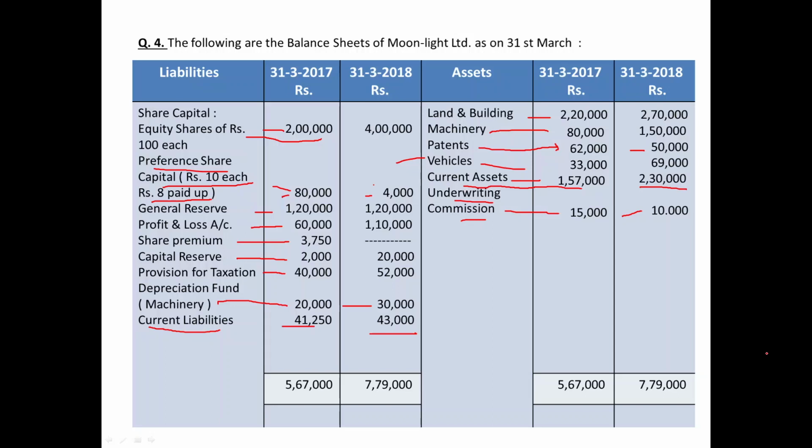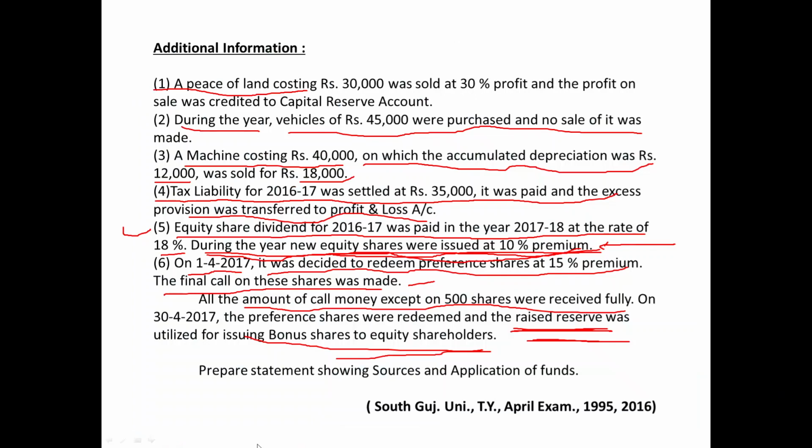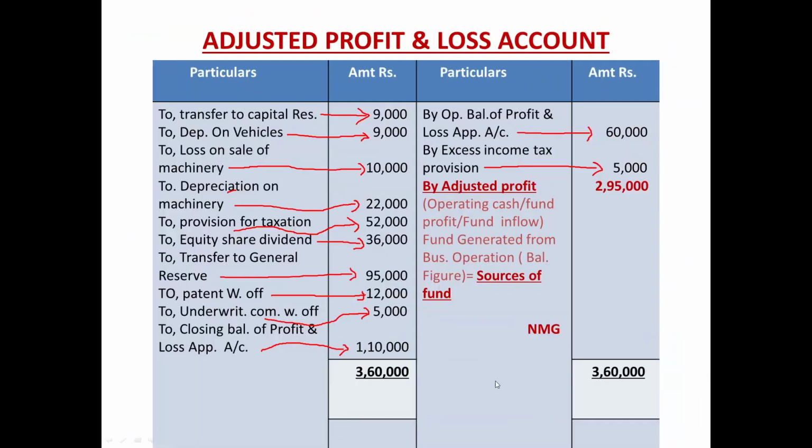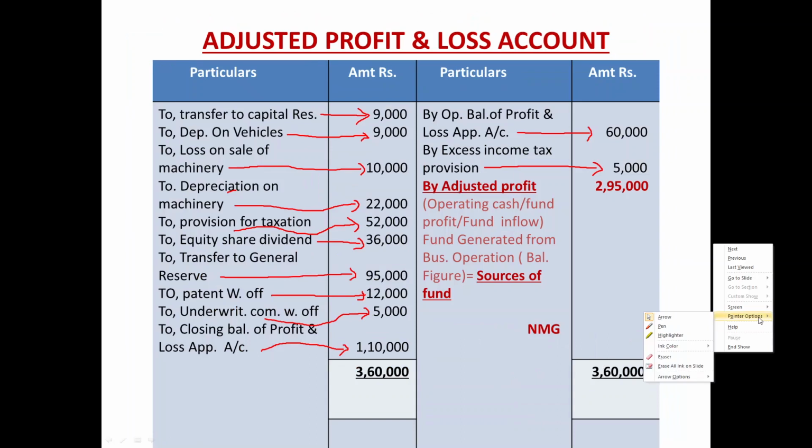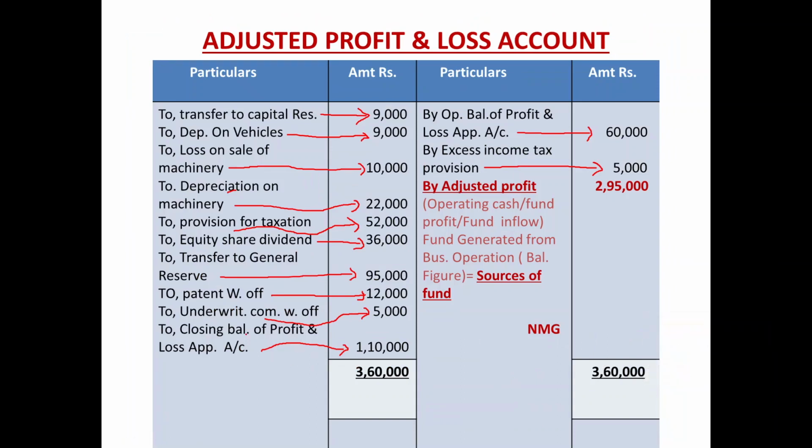So now two accounts we have to close. First of all, let us close the adjusted profit and loss account and find out the balancing figure. See, all the items are over. Here also, total of left hand side 3,60,000. Put it on the right hand side, minus side. That gives a balancing figure of rupees 2,95,000. This is the fund profit, cash profit received from the business operation in the current year.